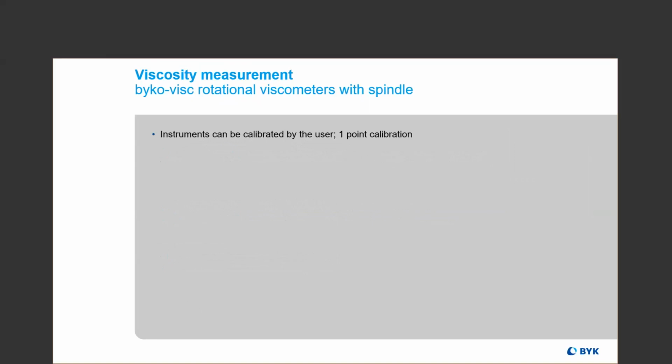So some of the benefits of our Visc rotational viscometers are that the instruments can actually be calibrated by the user. They do, of course, come calibrated from the factory, but unlike with our competitors, if you find that the viscometer is out of calibration, you can actually calibrate it yourself in your own lab using a standard oil rather than requiring that it be sent in for a calibration.